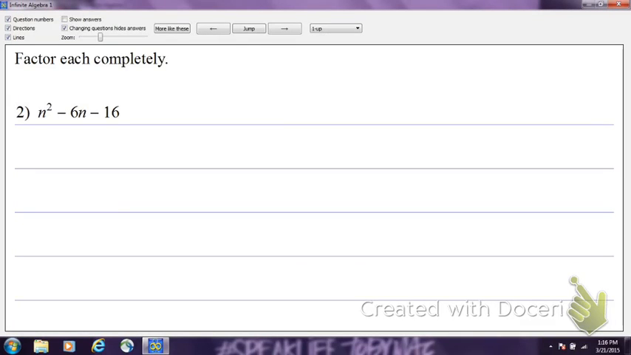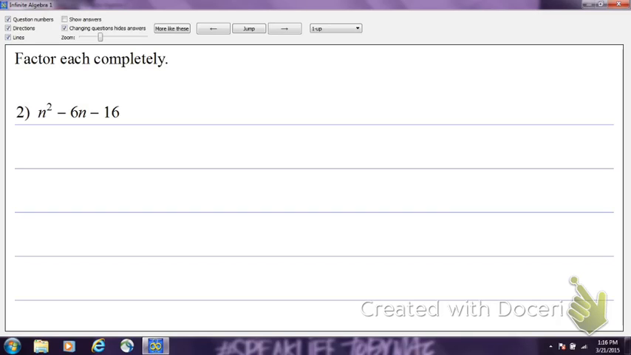The second type of factoring we're going to learn about is called basic factoring. We know this is basic factoring because the number in front of the first variable, n squared, is an invisible 1. So this makes this basic factoring. And there's one other type of basic factoring we will talk about after this problem.